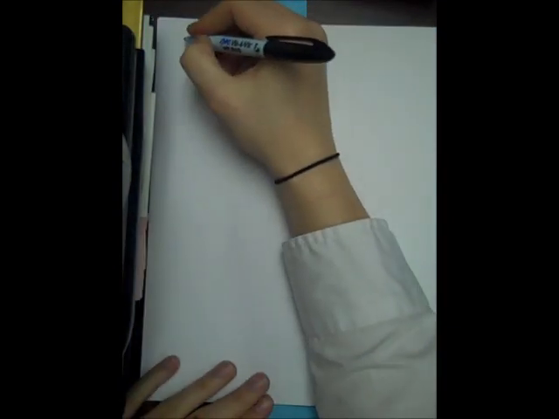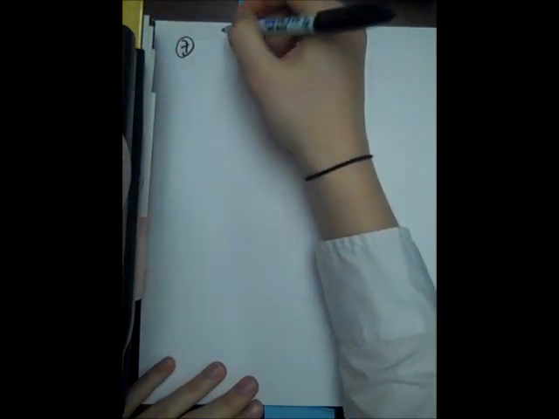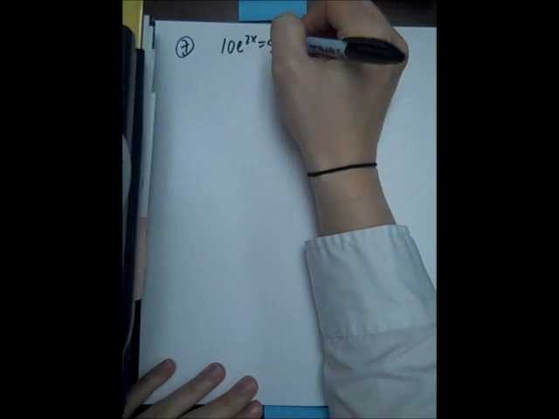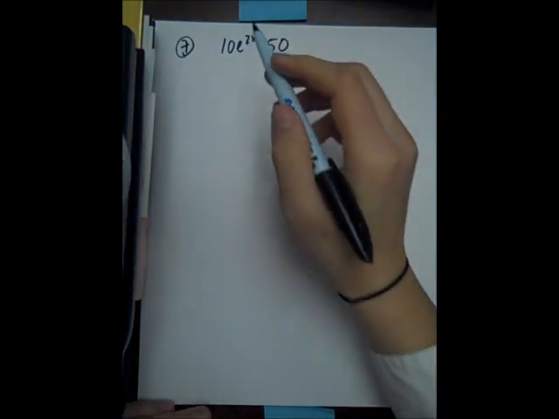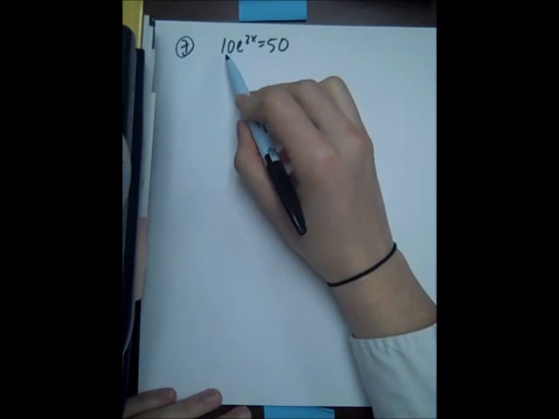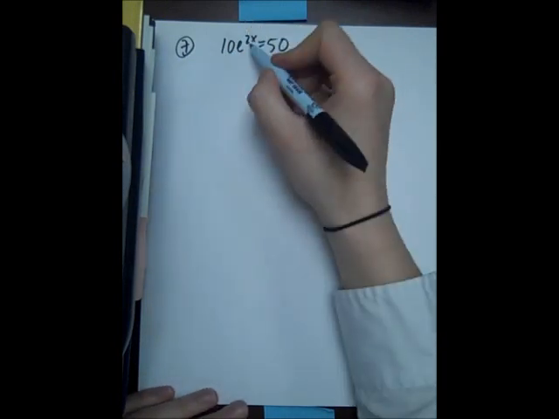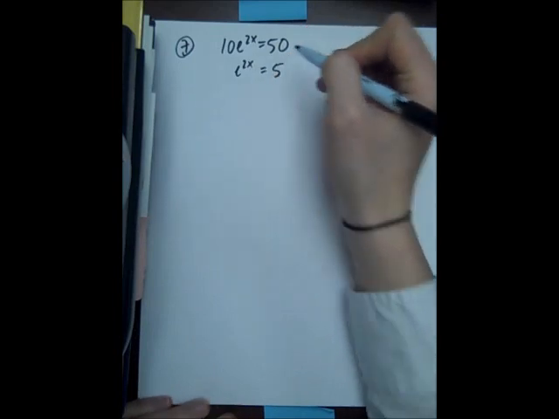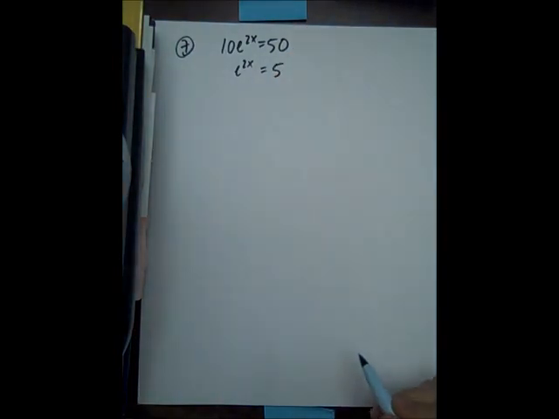Okay, 2 more examples here. First one, what if I have 10e to the 2x equals 50? Well, first thing I can do is let's divide both sides by 10. I can't go ahead and write this in logarithm form yet because I have this extra coefficient. So I have e to the 2x equals 5. Now the question is, what do I do to both sides?